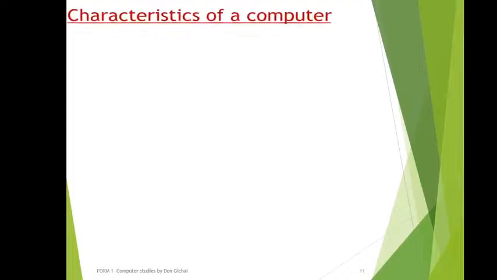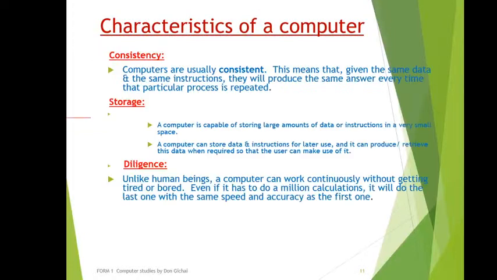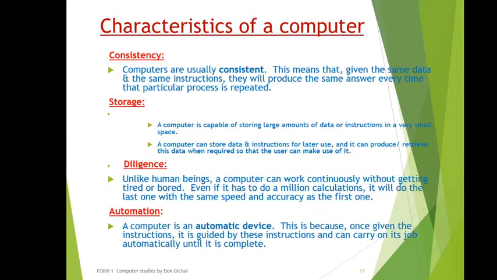Then from that point, it is very crucial for us to look at the characteristics of a computer. Characteristics are actually features. What makes a computer better than a human being? That's how the examiner will set that question. Why are computers better than human beings? And therefore, you will give these ones as the advantages. These are also the significance. These are also the advantages or characteristics of a computer.